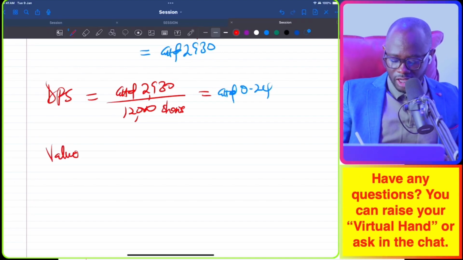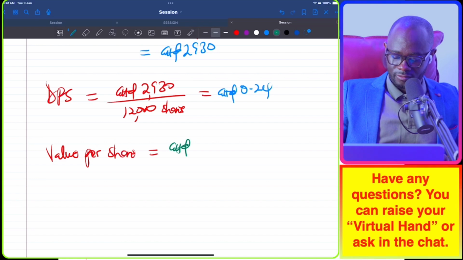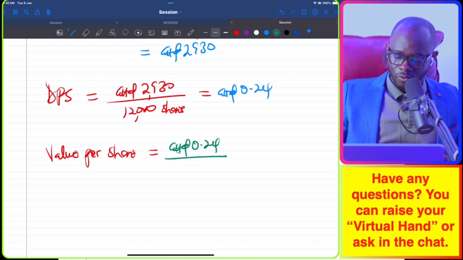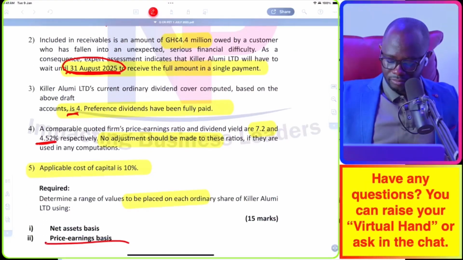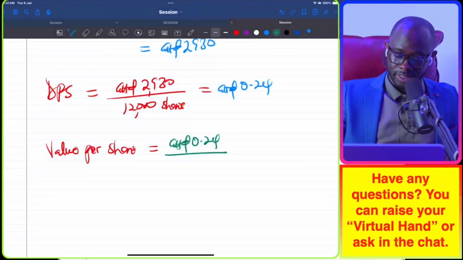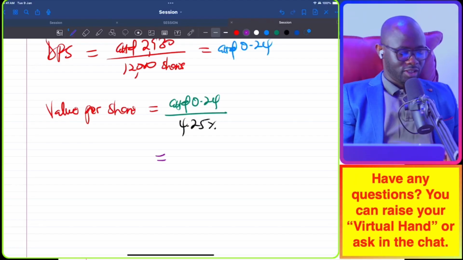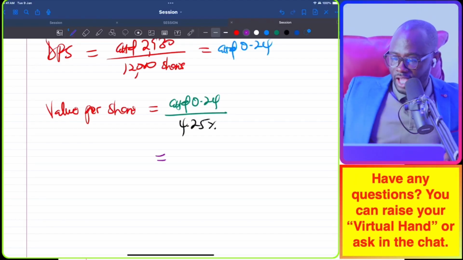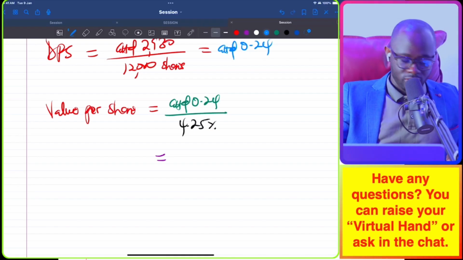So now that we have the dividend per share, we can calculate the value per share, which is 0.24 over the dividend yield of the proxy firm, 4.25%. This is purely ratio analysis. So, what do we have? I'm getting 5.4. 5.3, 3 or 4, yeah.